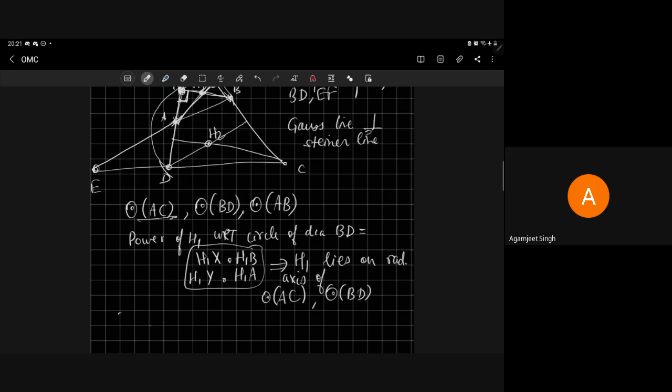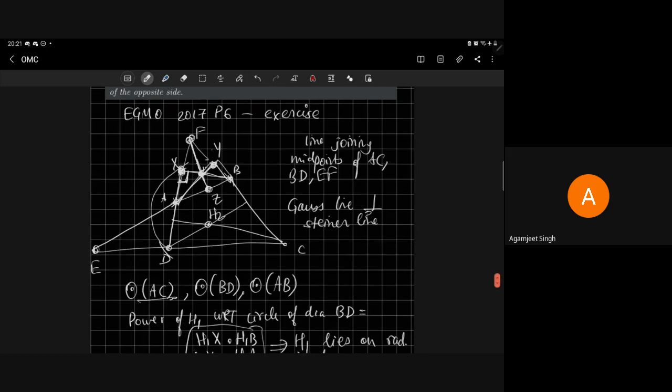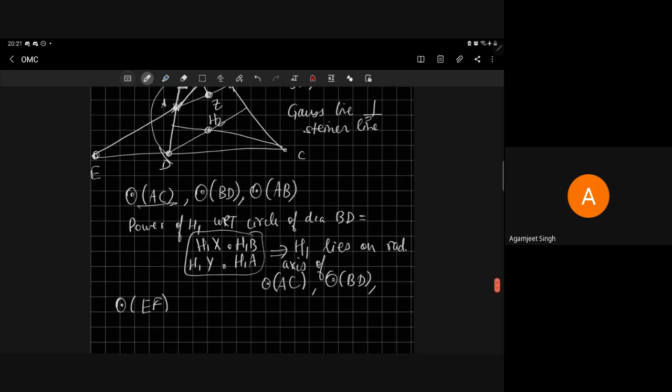One more thing is the circle of diameter EF. If you consider this one, it passes through this point Z, correct? So the power of H1 with respect to the circle of diameter EF is also equal to these two. So H1 has equal power with respect to the circles of diameter AC, BD, and EF. Correct?